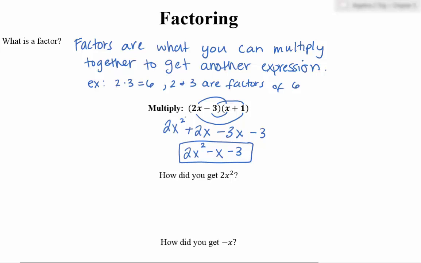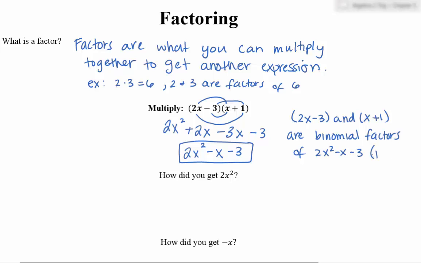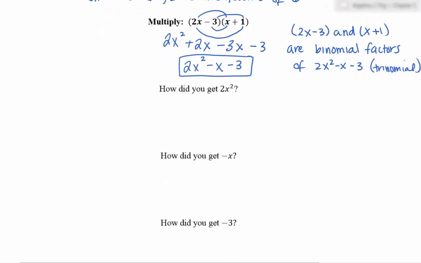So what I can say is 2x minus 3 and x plus 1 are binomial factors of 2x squared minus x minus 3, which is what we call a trinomial because it has three terms. Tri. So let's break this down a little bit.